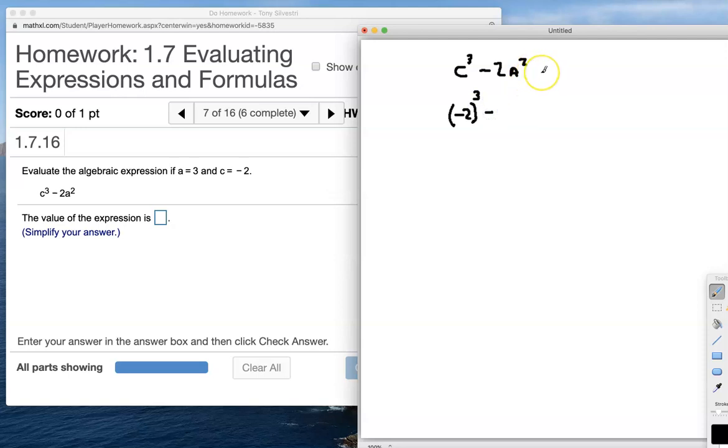C, what's C? C is negative 2. So in parentheses, I put negative 2 for C. Minus. Think of this as a template, and you're plugging in for the variables inside the template. 2. A is 3, so I'll put 3 squared. Okay, there you go.